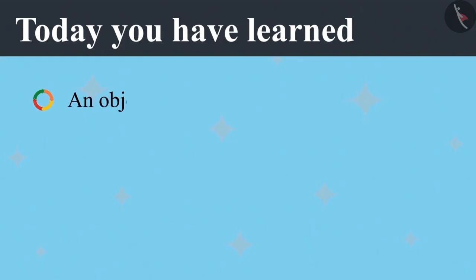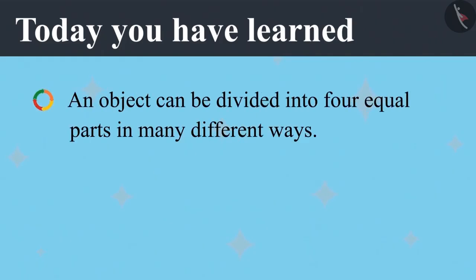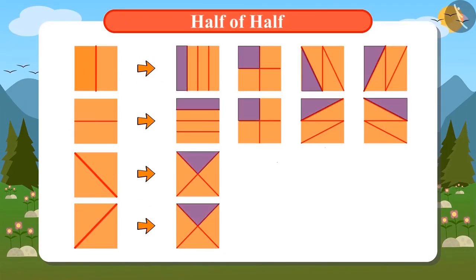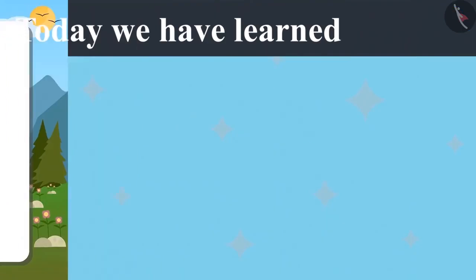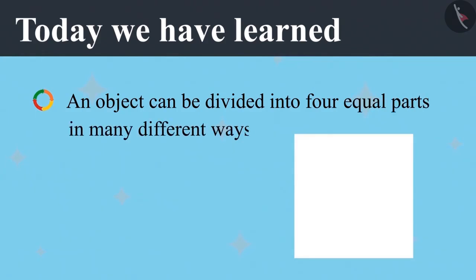Today you have learned an object can be divided into 4 equal parts in many different ways. Vandana divided a square-shaped figure into 8 1/4 parts. You can also take a square-shaped paper and observe the number of ways you can find to divide it into 4 equal parts.